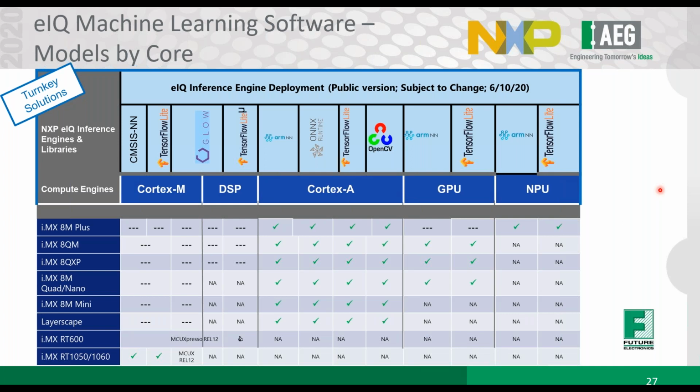TensorFlow Lite, also TensorFlow Lite Micro for microcontrollers. Glow is a new neural network compiler support that we've just added as part of the eIQ framework as well. We'll talk a little bit about that later. And you can see across the board, we support most of these models depending on the end device on Cortex-M. And if they have other IP like DSP, GPU, NPU, then you can see what's supported there as well.